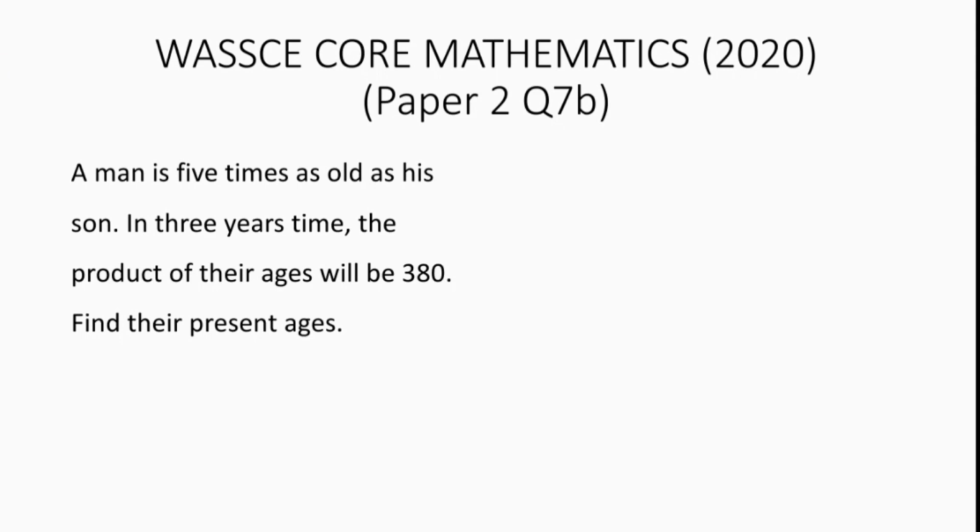B. A man is 5 times as old as his son. In 3 years' time, the product of their ages will be 380. Find their present ages.